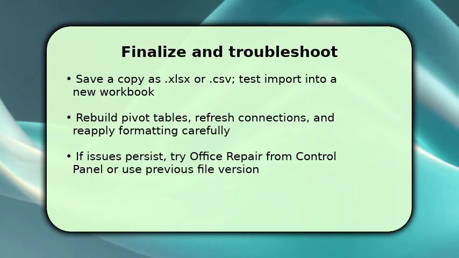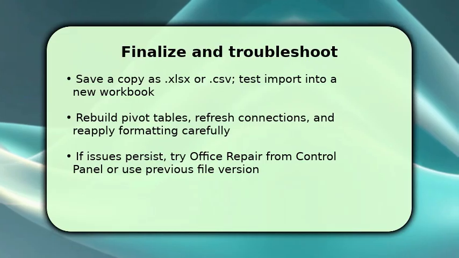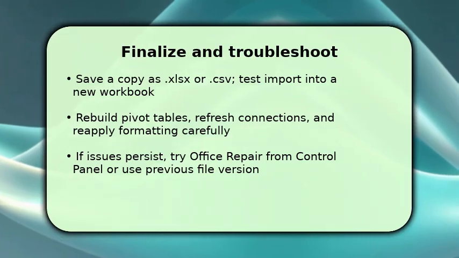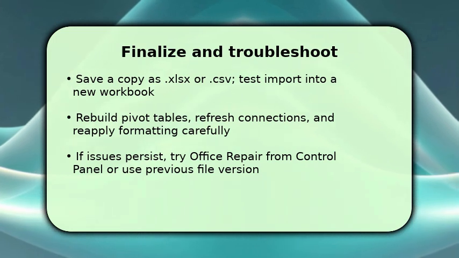If the file still misbehaves, run Office Repair from Control Panel or restore a previous version. As a key troubleshooting tip, always keep a backup before aggressive fixes so you can revert if needed.